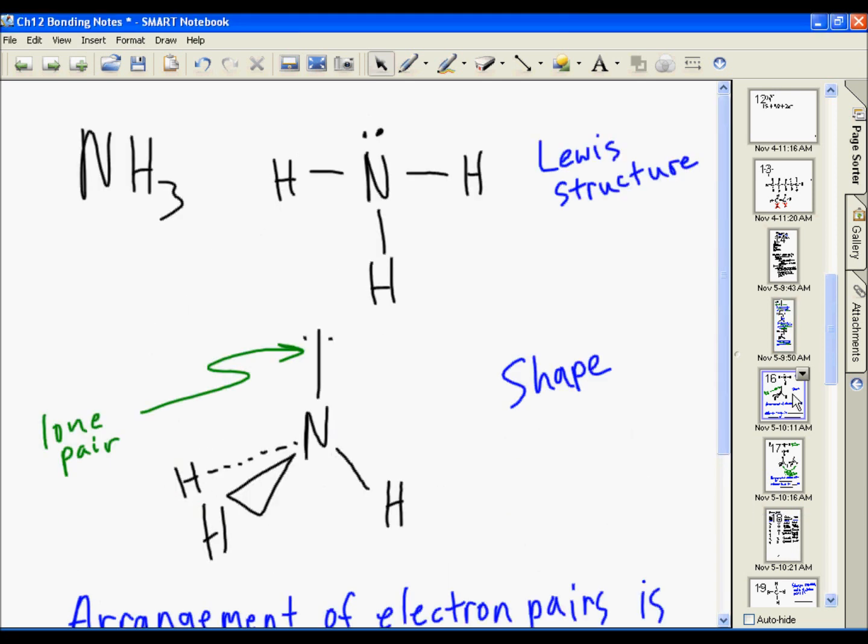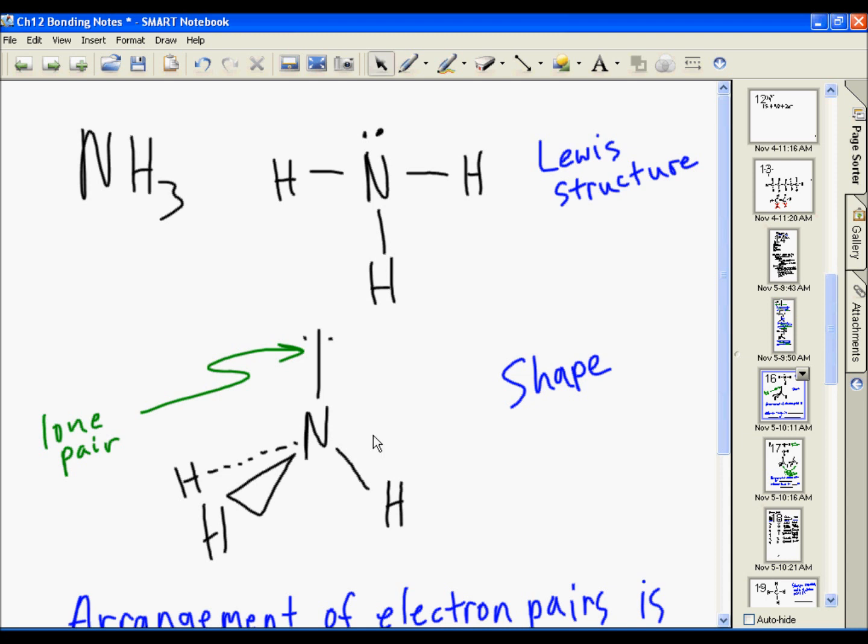Now let's do some with lone pairs. So the molecular shapes we've done so far, there were no lone pairs. Now when you've got lone pairs, the electron arrangement and the molecular shape will actually be different. So we have here NH3 with its Lewis structure, and you see that we have 3 bonding pairs and 1 lone pair. That's 4 pairs total. And 4 pairs will arrange themselves in a tetrahedral. That's the arrangement which gets them as far apart from each other as they possibly can.